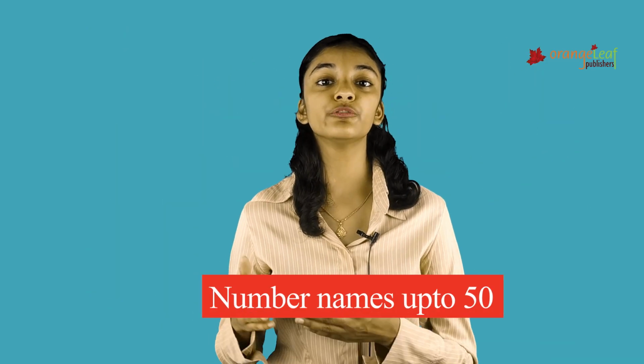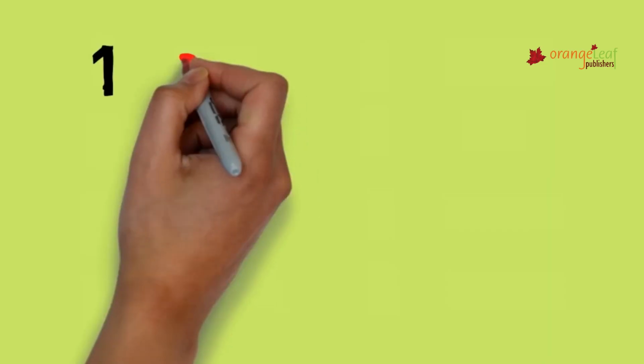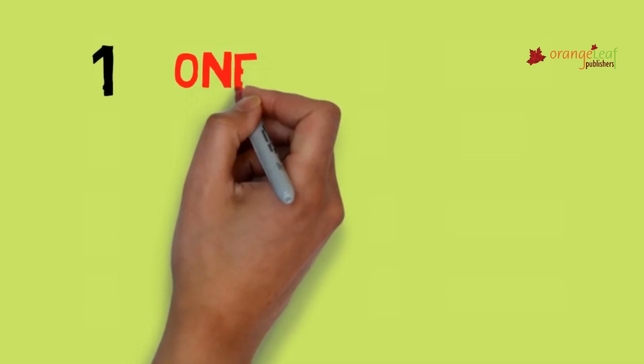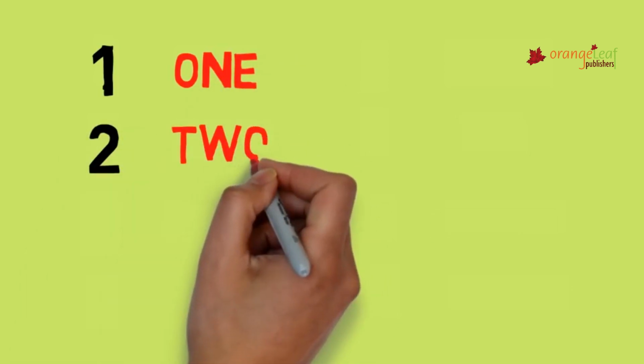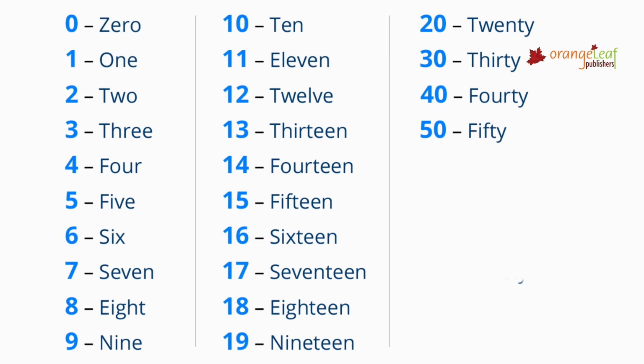Number names up to 50. Here we are going to be learning how to write the numbers in words. For example, 1, O-N-E. For 2, we write T-W-O. T-H-R-E-E is 3 and so on until 50.